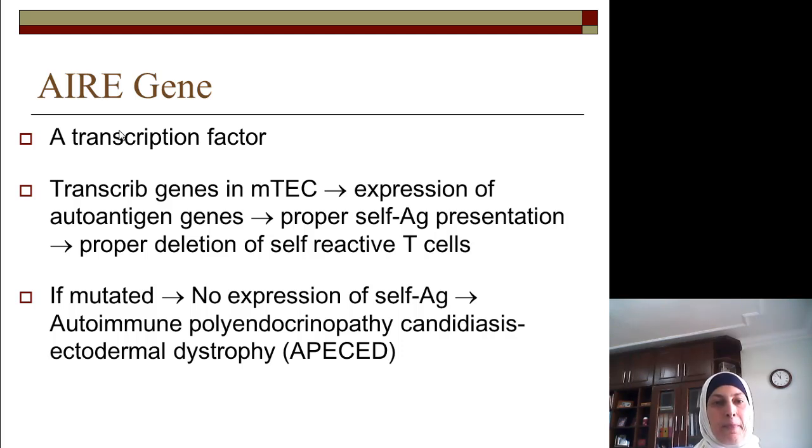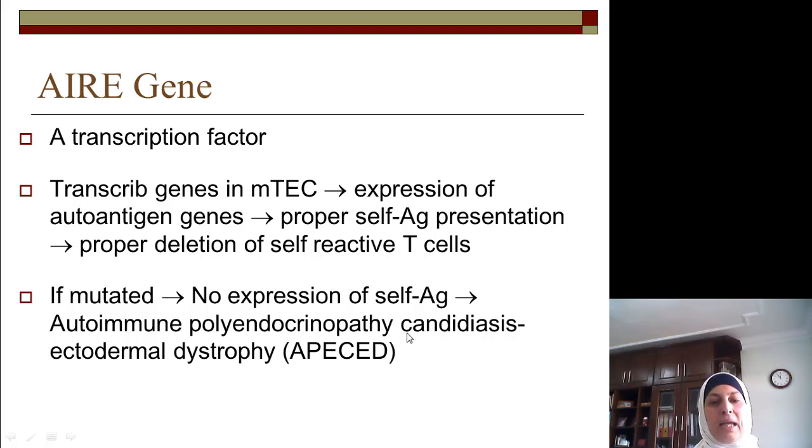And those people that have a defective AIR gene and who fail to present these self-antigens, usually they have several autoimmune conditions or autoimmune signs and symptoms. They are all presented in this syndrome: autoimmune polyendocrinopathy, candidiasis, ectodermal dystrophy.